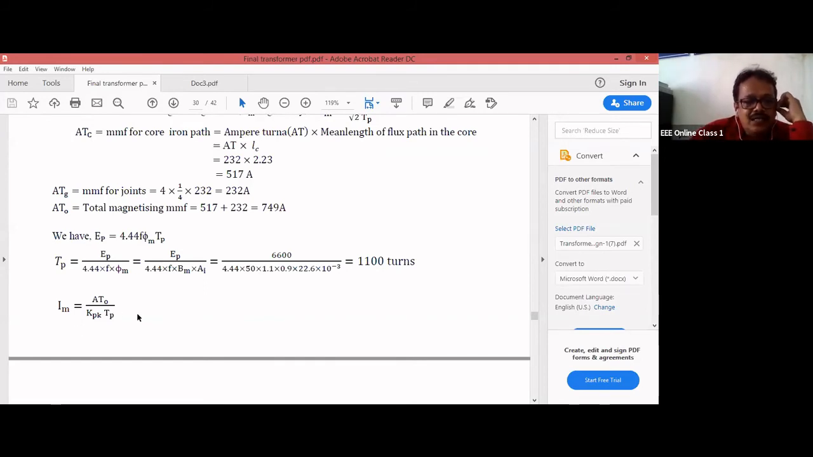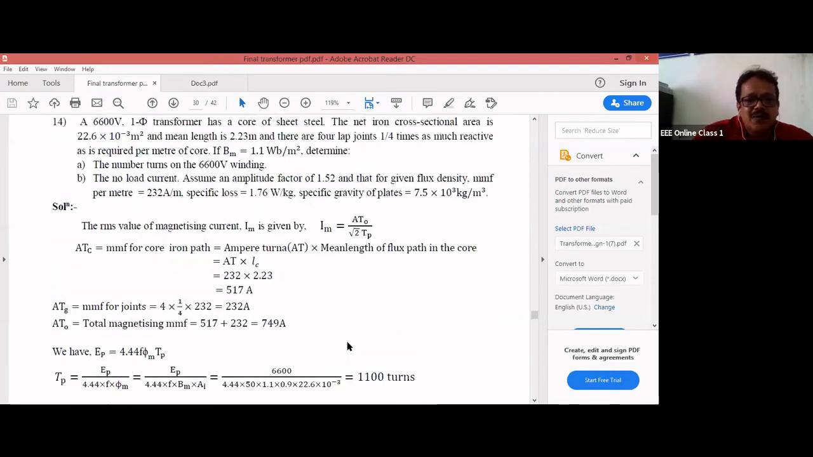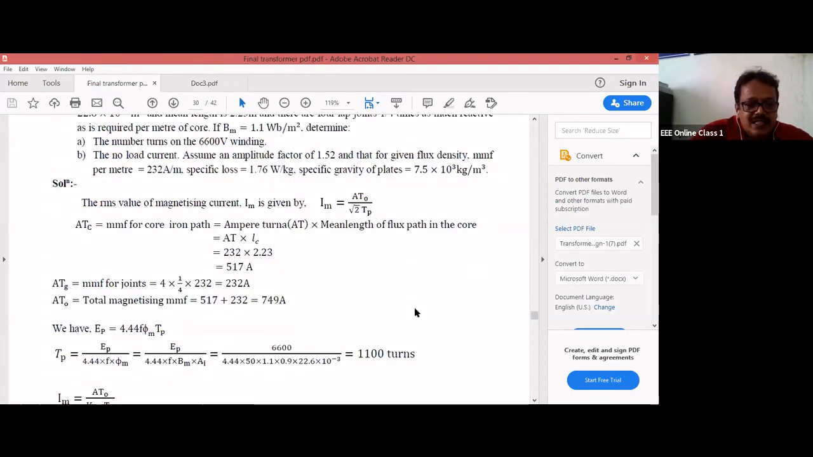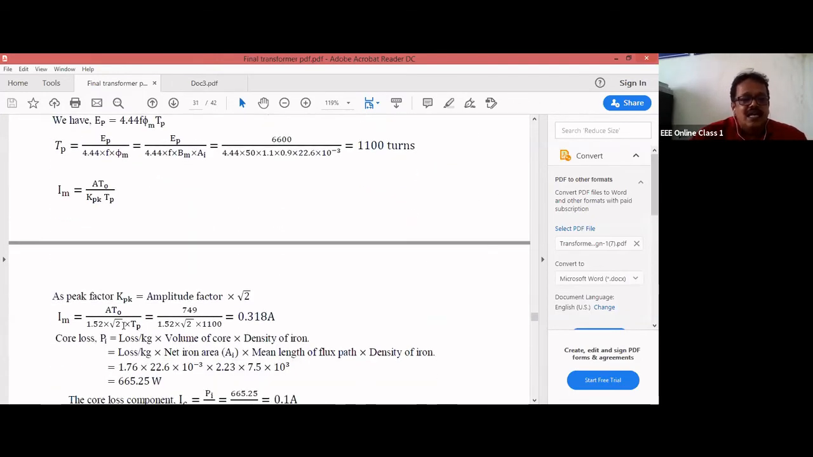Im is equal to 80 naught divided by kpk into Tp. In this problem, one more statement is given: assume an amplitude factor of 1.52 for a given flux density. The peak factor is kpk, equal to amplitude factor into root 2. This also you remember.